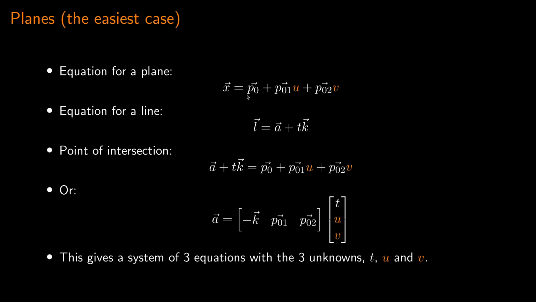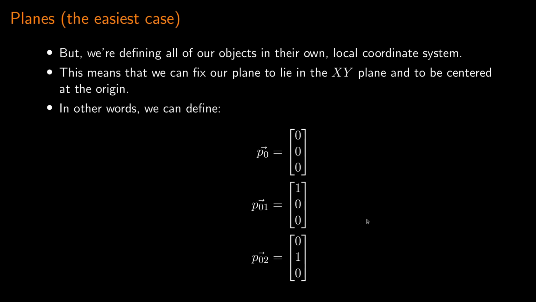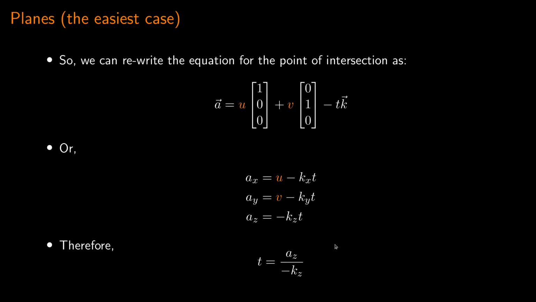And then to actually implement the plane in ray tracing, we took the equation for a line, which is simply that. L is equal to a plus tk, as we've seen before, and then the point of intersection we get if we make those two equations equal to each other, and then we can rearrange that into vector notation like so, and so we get a system of three equations, three unknowns, which are t, u, and v. So this is just a slide from the previous video about how we're defining things in our local coordinate system, which makes things very simple.